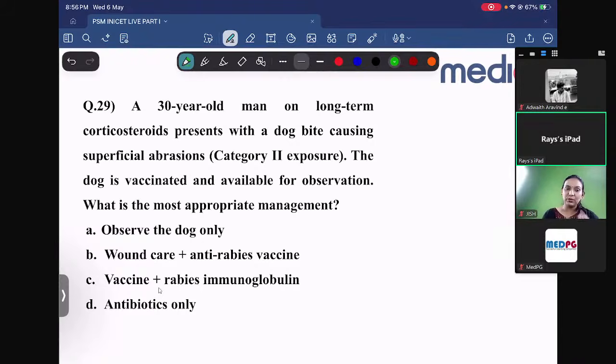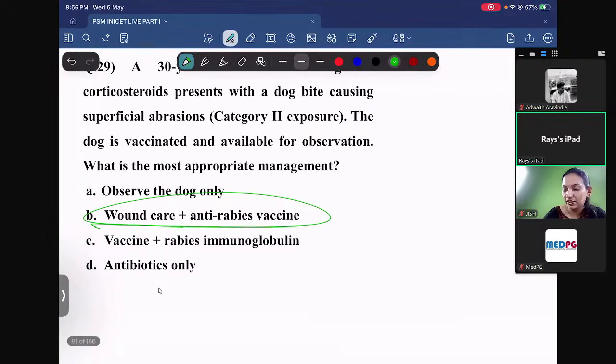So for category 1, category 2, category 3: Category 1, what do you give? Reassure the patient, nothing else. Category 2 wound, just a vaccine. Category 3, vaccine and immunoglobulin. So here, wound care plus anti-rabies vaccine is the correct answer. Now, how do you give the anti-rabies vaccine? We are talking about post-exposure prophylaxis. The patient had the dog bite and is now coming for post-exposure prophylaxis.